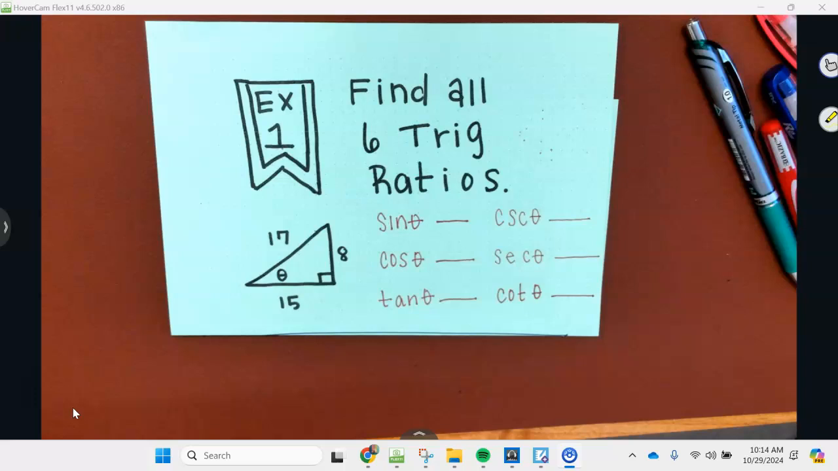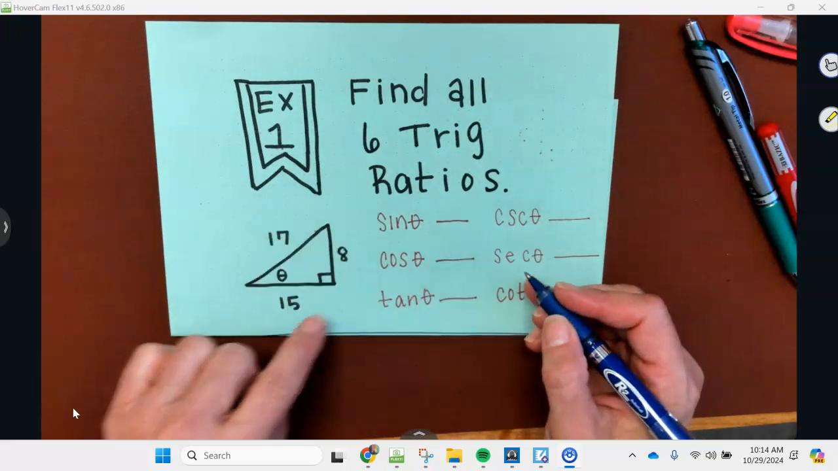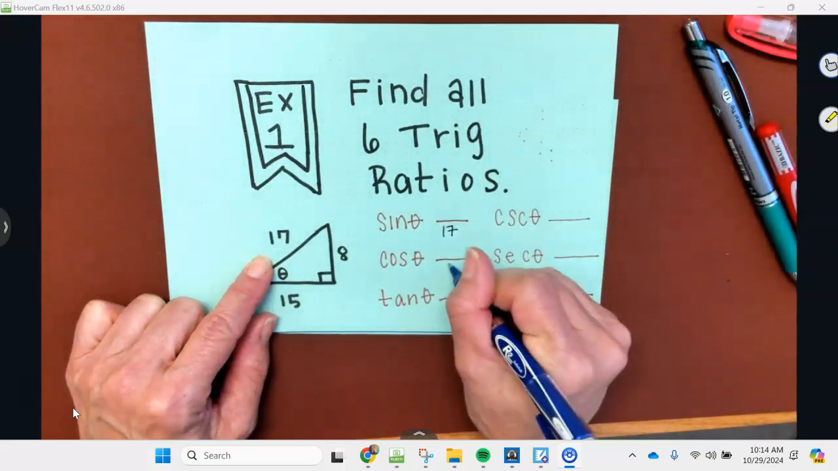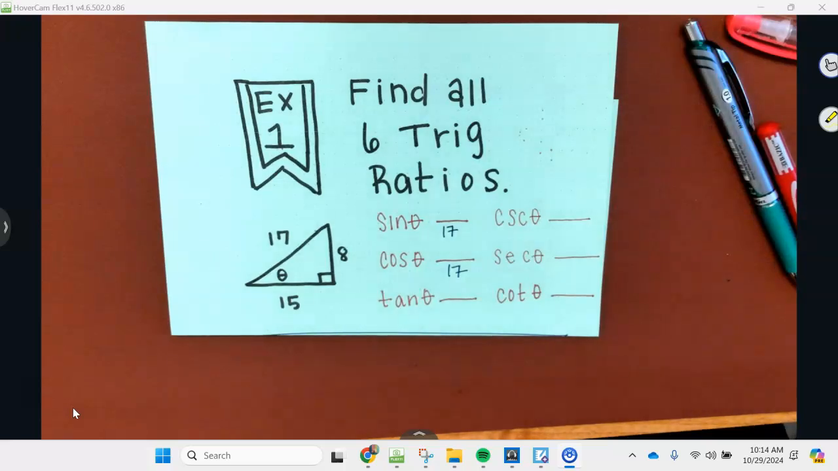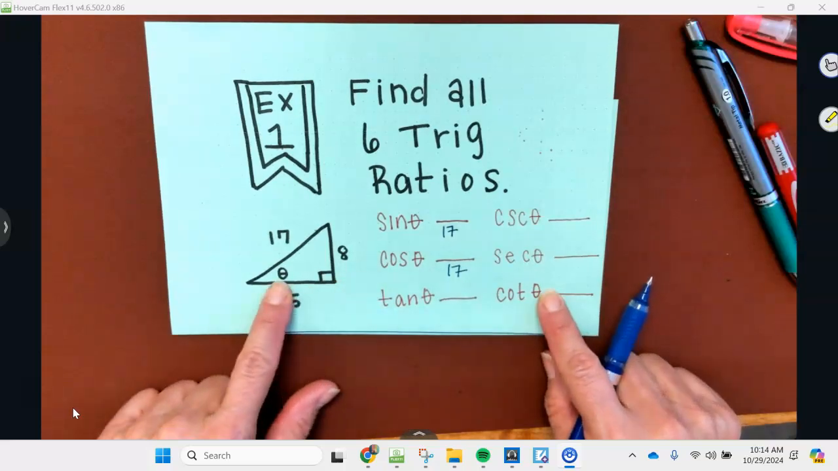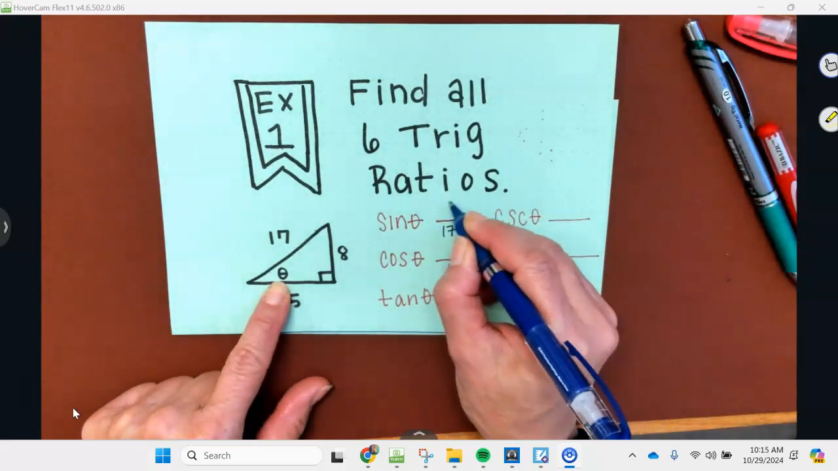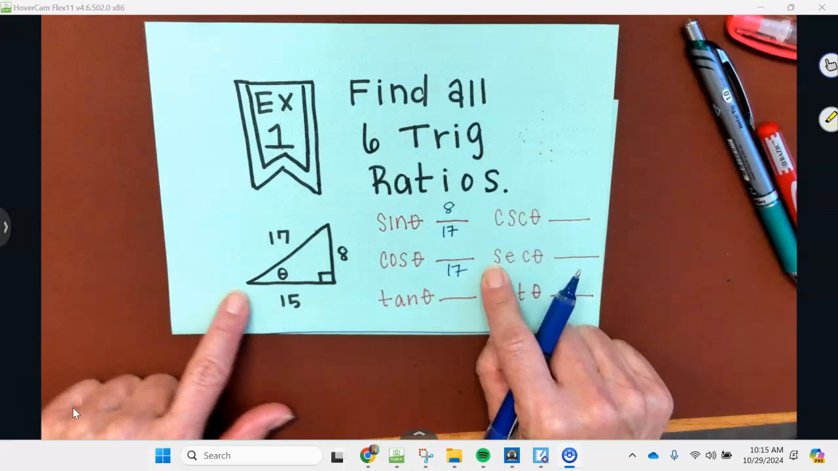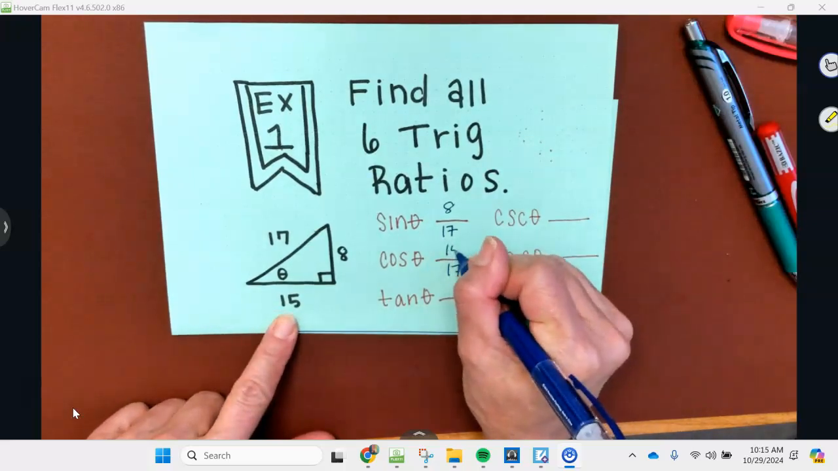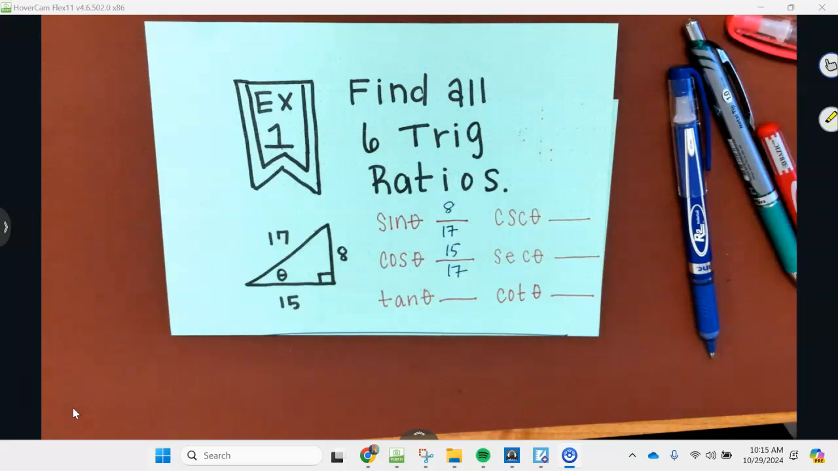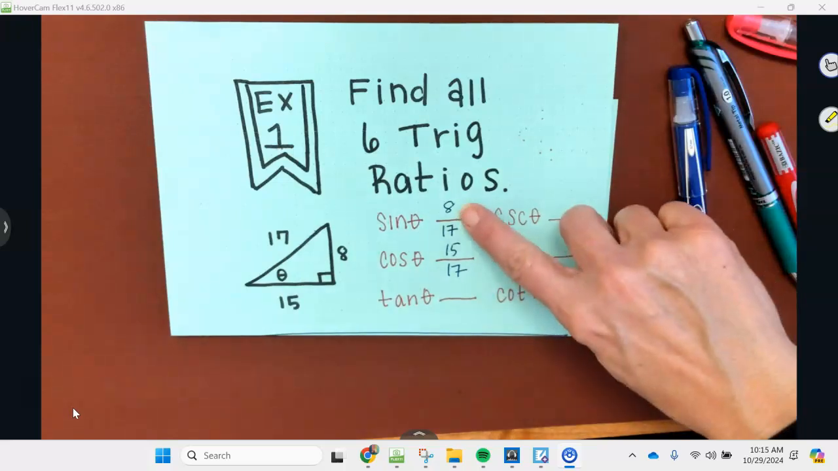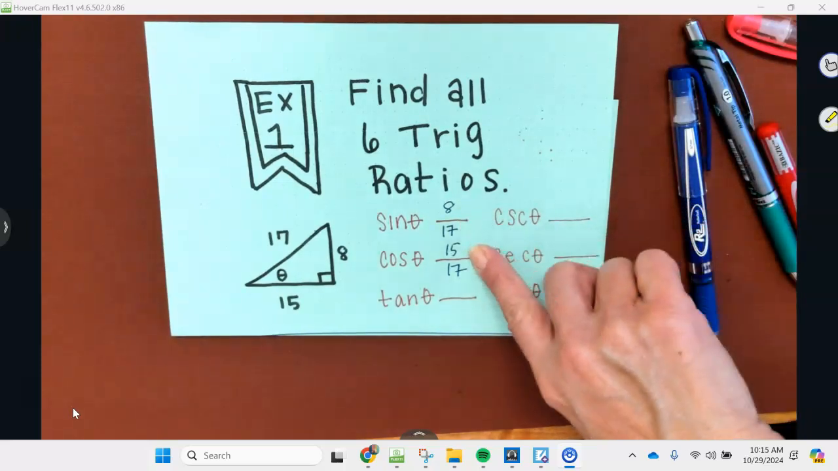That's it. So remember, sine and cosine, a big deal. Sine and cosine always have hypotenuse on the bottom. So before I even start, I know both of these are going to be 17. Very important. All right, remember sine is opposite. So theta is right here. So what's the numerator? Right here. It is 8. Good job. Opposite. Cosine is adjacent, so that's 15. And then tangent is sine divided by cosine. So tangent's going to be 8 over 15.